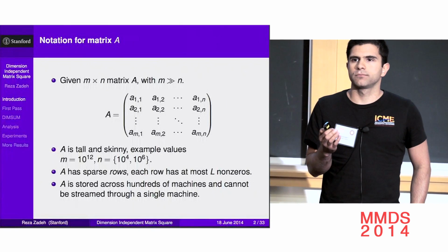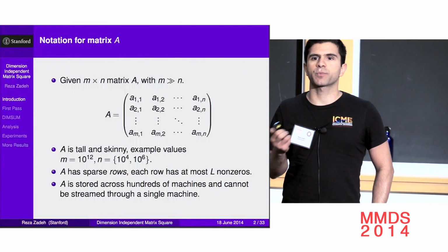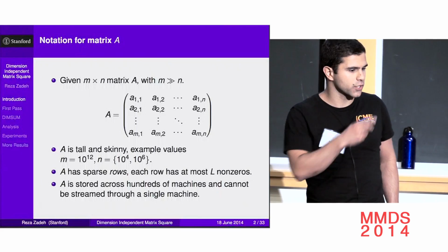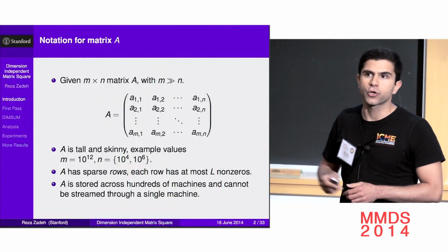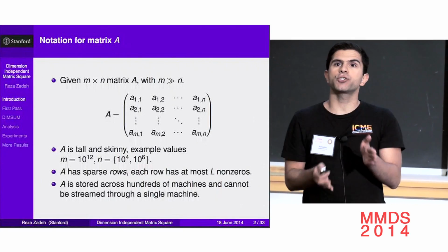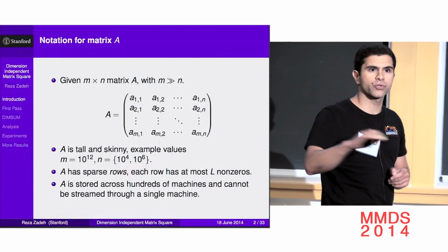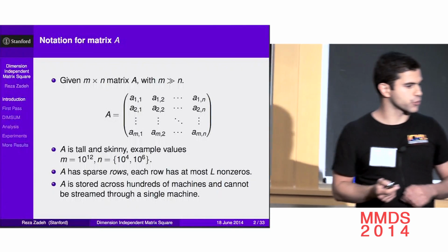A is sparse. Matrices this large have to be sparse, or else it's pretty hopeless. So A has L non-zero entries per row. So it's row sparse. The columns can be as dense as you like, okay? But the rows, they must have some constraint.